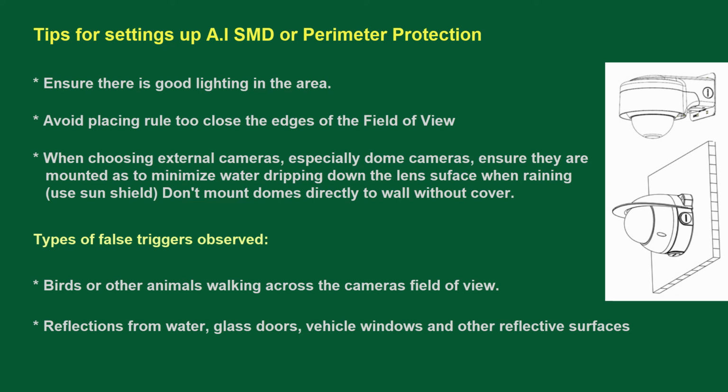And also if the camera's looking at a large body of water, sometimes the ripples seem to be interpreted as a human being or something. So if possible, avoid those scenarios. And of course, when it rains, if there is water dripping down the lens of the camera, that will of course produce all sorts of strange ideas. That's why it's best to use some sort of cover, like a sunshade or a rain shade, and make sure the camera's protected from the direct rain.